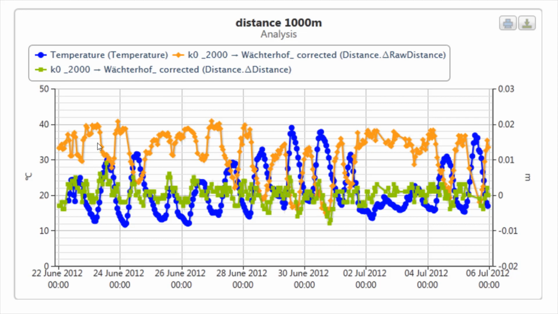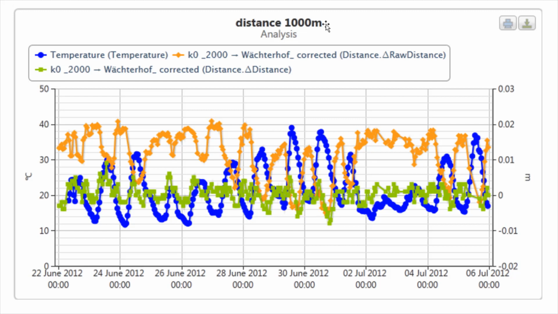Here you can see that the temperature varies quite a lot, up to nearly 30 degrees per day. The raw distance is also changing a lot over the time, around 2 centimeters. The green line, the corrected distance, is much smoother, and here you can see the good effects of the temperature corrections. The distance to this target is quite long. It was around 1 kilometer.